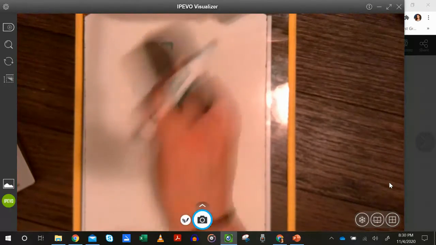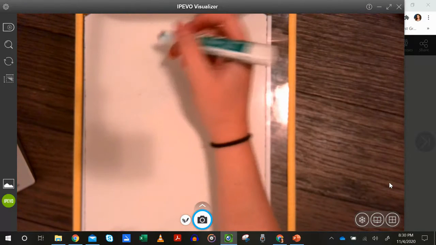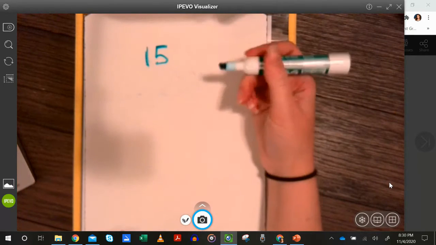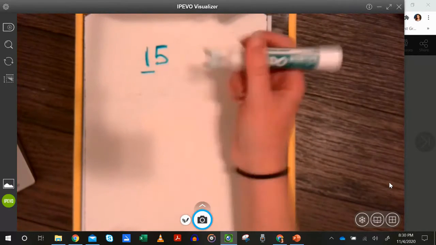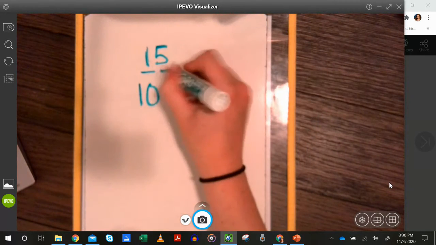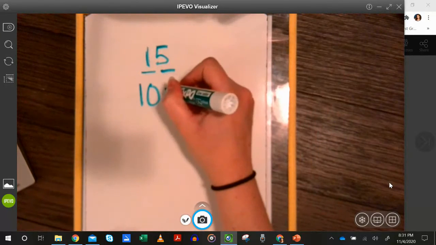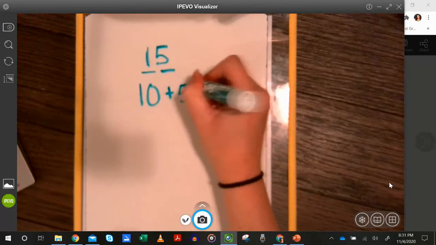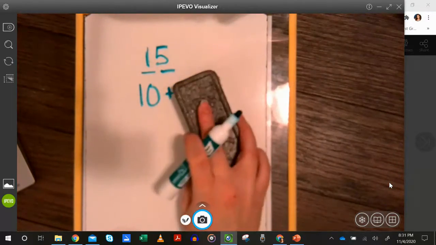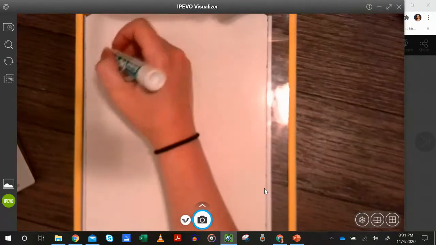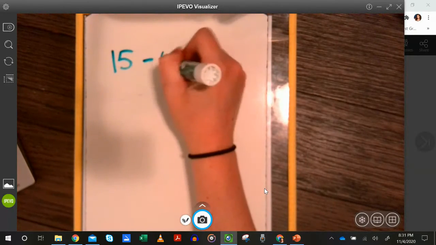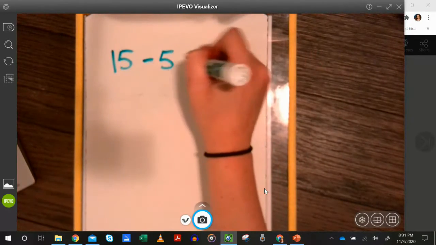Okay, let's try one more and then we'll go into a problem. Let's do 15. What does 15 mean? The 1 represents a group of 10, good. And the 5 means we have 5 more. So 15 means 10 and 5. Okay, well, knowing that, let's look at that 15 we just had, and let's just subtract 5. What would that equal?